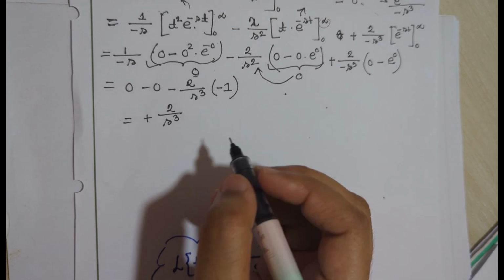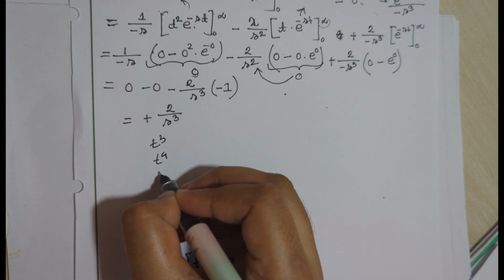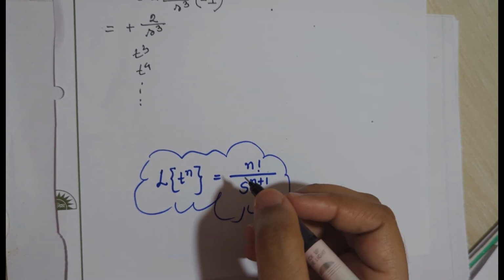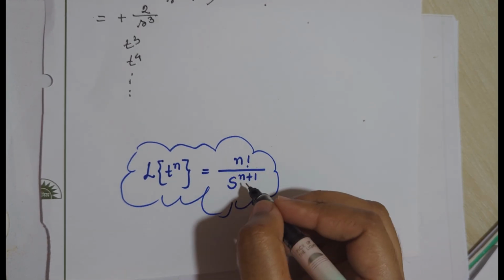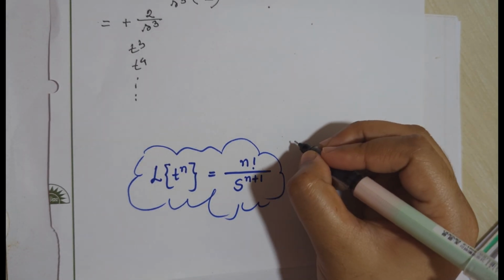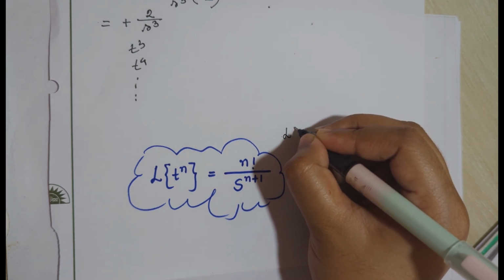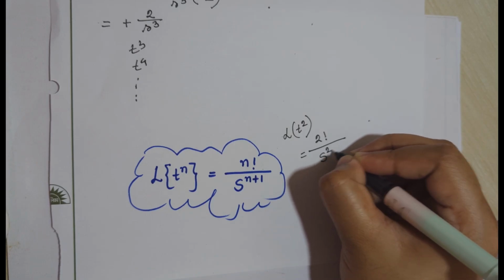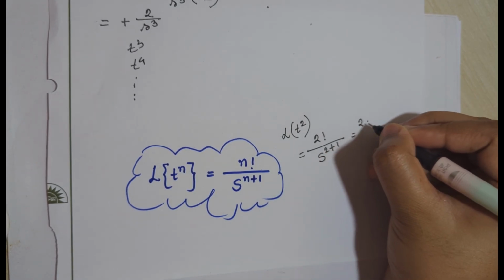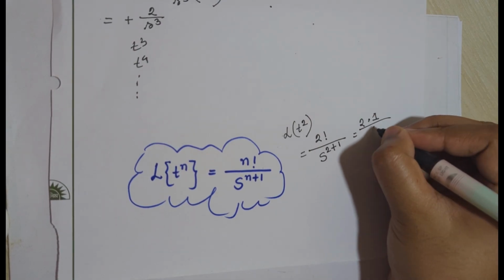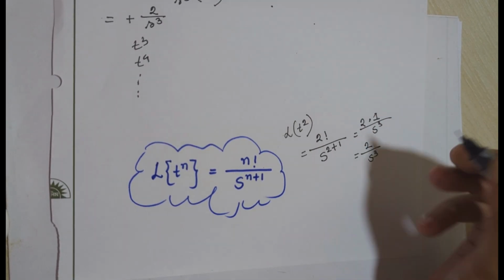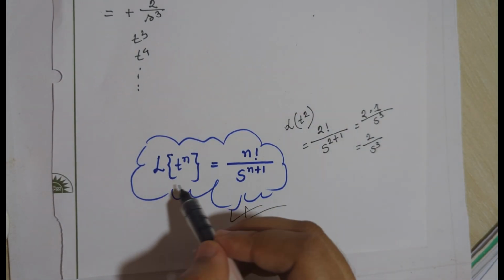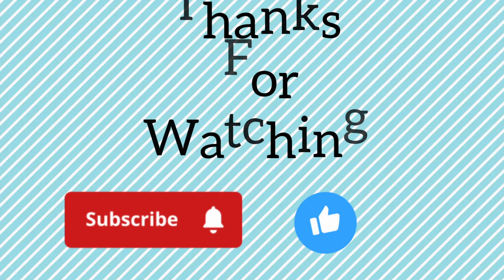Now if we find this for t cube, t4 and so on, then we will get the ultimate value for t to the power n. This is n factorial divided by s to the power n plus 1. So if we check this for t square, then it will be 2 factorial divided by s to the power 2 plus 1. 2 factorial means 2 into 1 divided by s cube, which is 2 divided by s cube, which satisfies this formula. So this formula is true for all t to the power n functions.